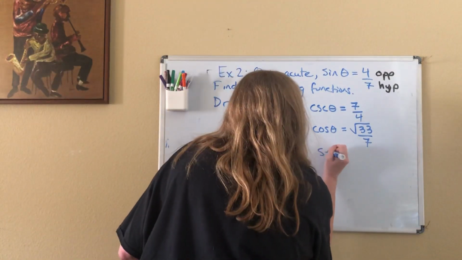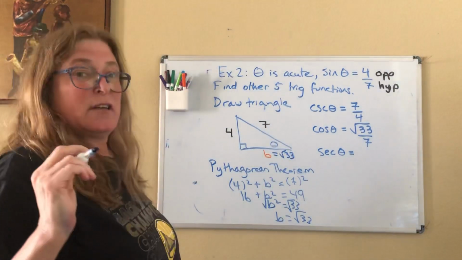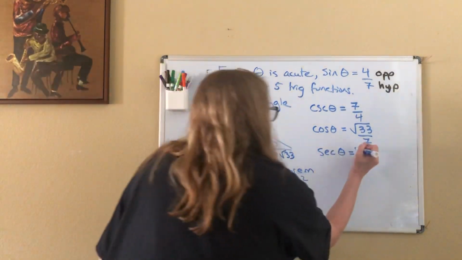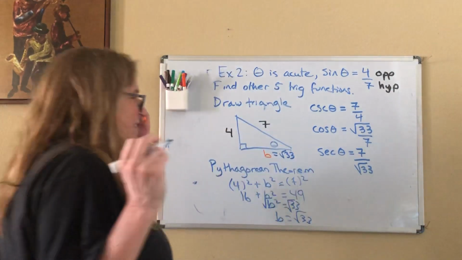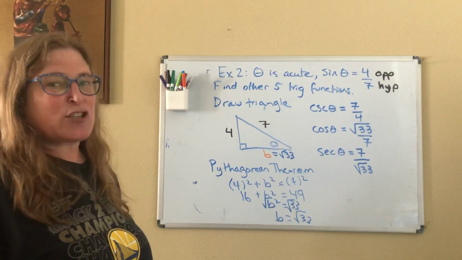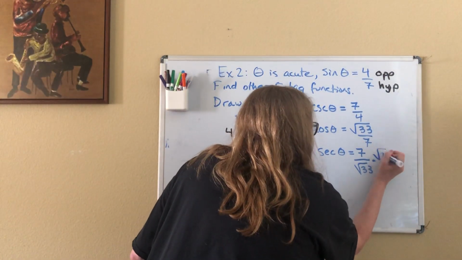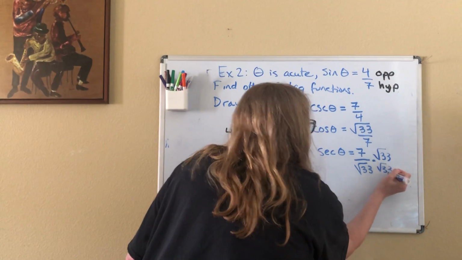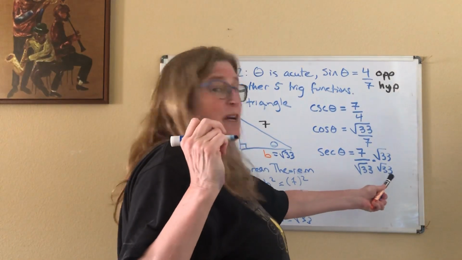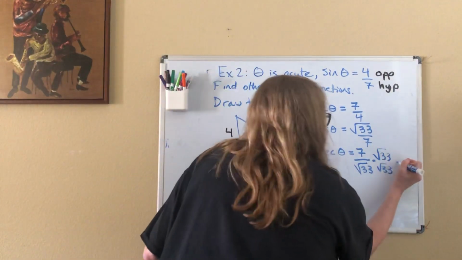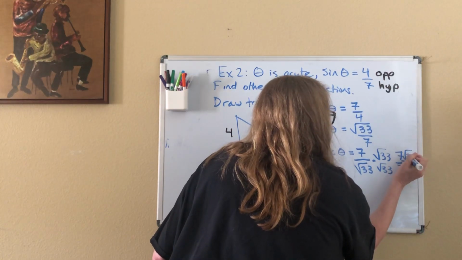Okay, secant is cosine flipped over. So let's flip over cosine, and we're going to go, oh, wait a minute, we remember something about how we can't leave a square root on the bottom of a fraction. So if you guys remember, what I'm going to do here is multiply both the top and the bottom by the square root of 33. And the reason is because the square root of 33 times the square root of 33 is just equal to 33. And on the top, I have 7 square root 33.